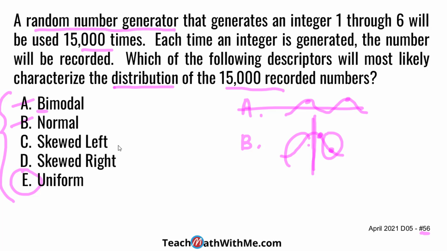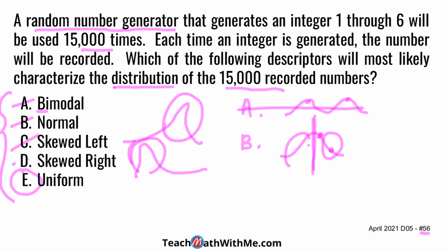Okay, so for C and D, we have skewed left and skewed right. For skewed left, you've got more of the results over here on the right-hand side. Skewed right, we've got just the opposite of that, more over here on the left-hand side. And we wouldn't have any reason for that, as long as we've got an equal probability and it's a random number generation. We shouldn't have any of that going on either.